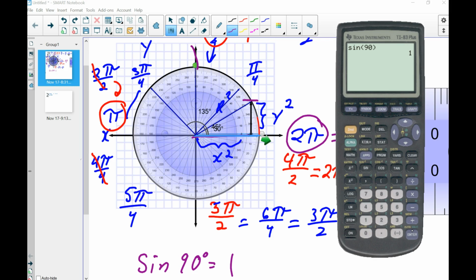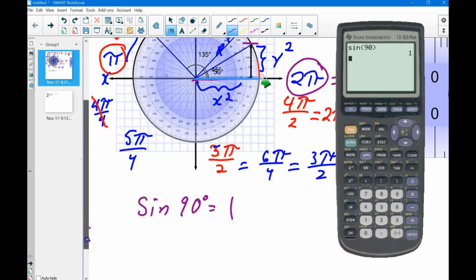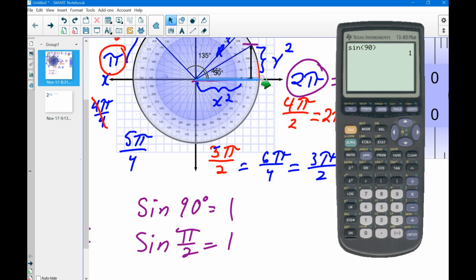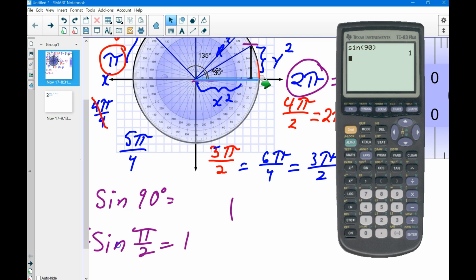So what does that mean? It also means that the sine of pi over 2 is 1. Now we just did it in radians. Who knew? Because we know that pi over 2 is 90 degrees, and you get it. It's insanely simple. I don't know why it becomes such a big deal, but it's insanely easy.